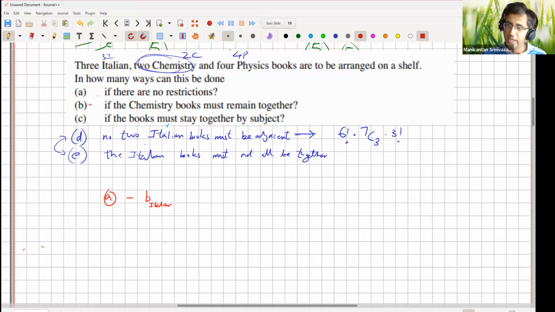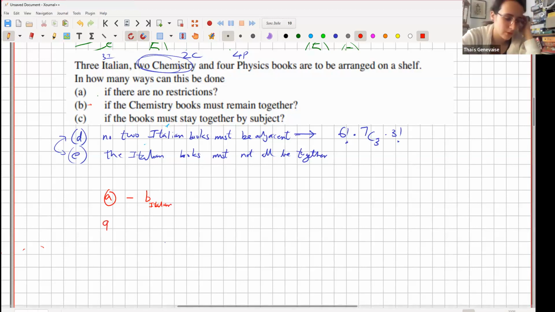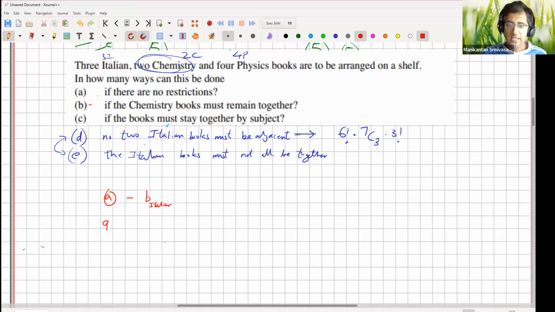Thais, are you clear with this approach? Yeah, that's what I tried to do. Okay, very good then. Then you should have called out, no problem. So 9 factorial, which is the part A, minus the case where all the 3 Italian books must remain together. Thais, can you answer that now? What will this answer be, where all the 3 Italian books must remain together, just like we did for part B?